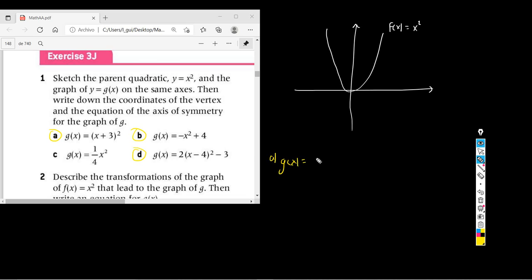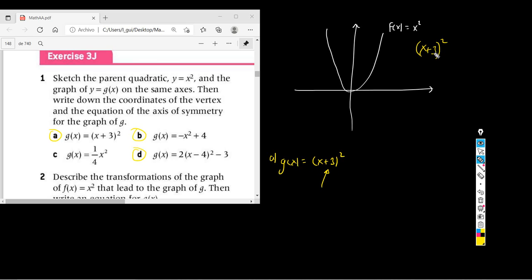g of x equals (x plus 3) squared. Okay, this is a simple one. What is this transformation of the parent function? The only transformation applied in there is that you're adding 3 to the input, right? Basically, we go from this to this. That's the only transformation that g of x is doing.